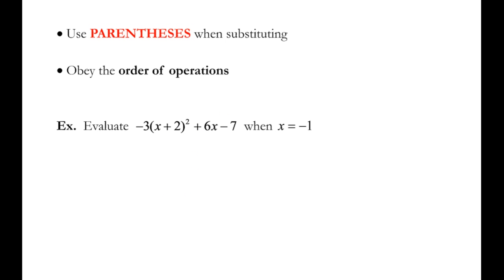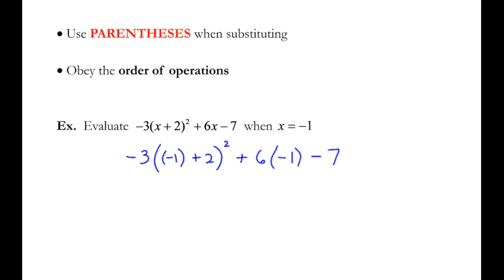Two important notes. You should use parentheses when you are substituting and always obey the order of operations. You will get a different answer if you don't do your multiplication and division before your addition and subtraction, for example. So let's plug in this -1 for x and follow the order of operations here. So in place of x, I'm putting -1 in parentheses. This one has an exponent. That's what that little 2 is.